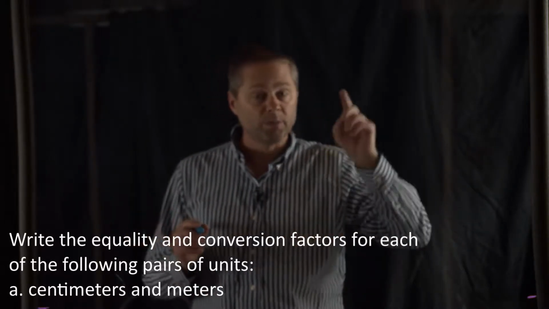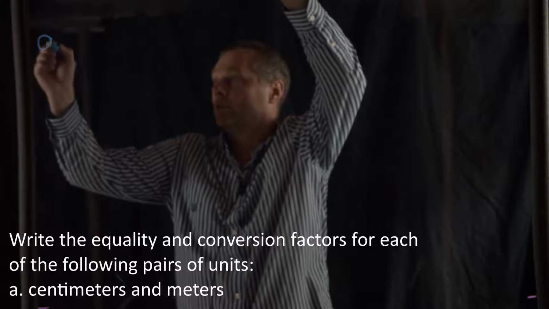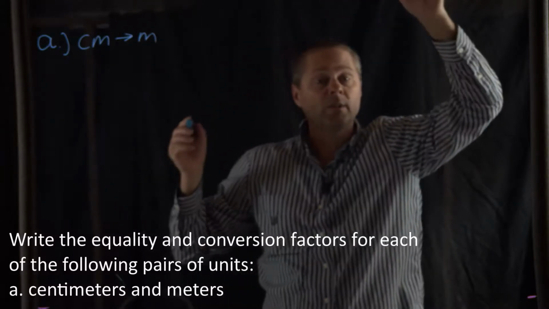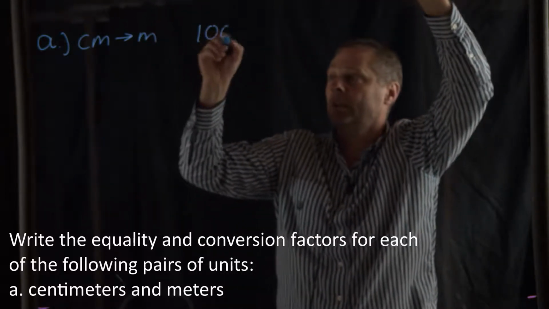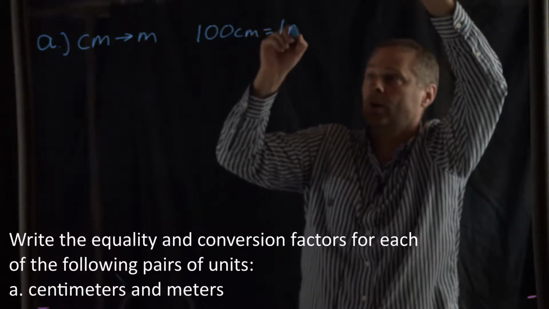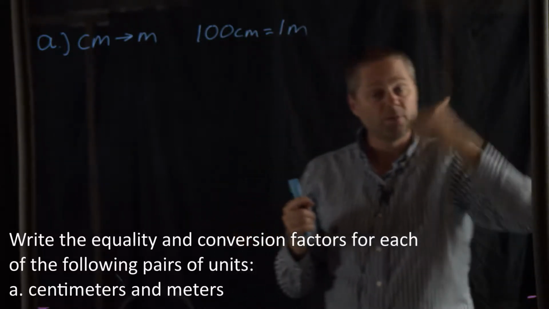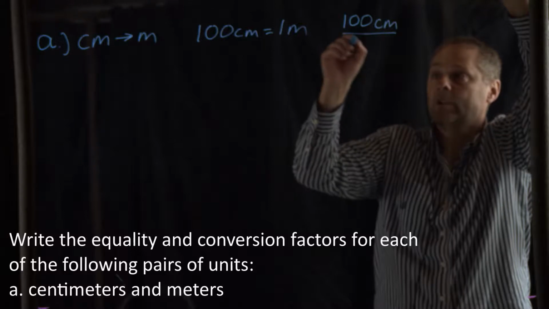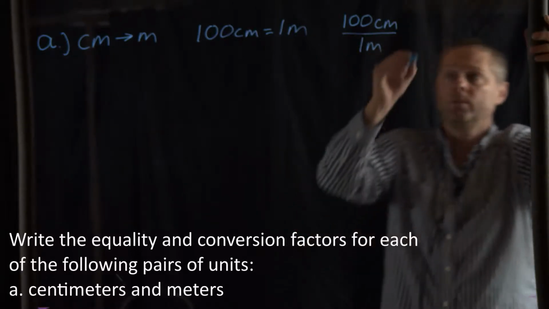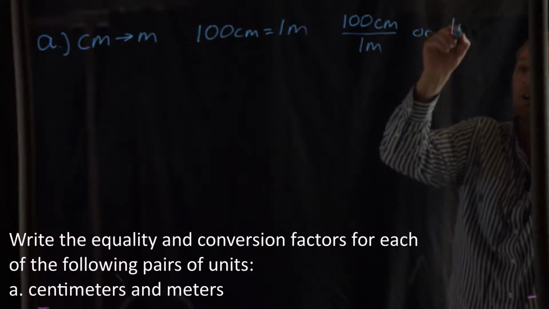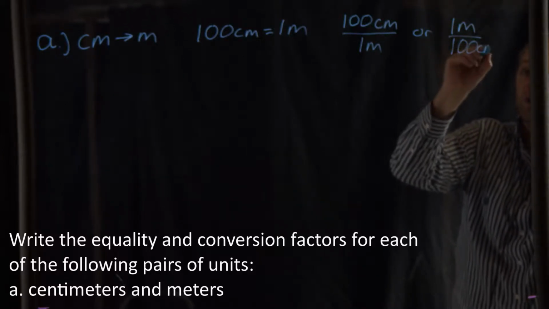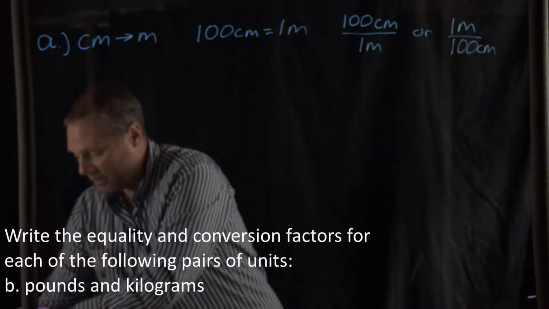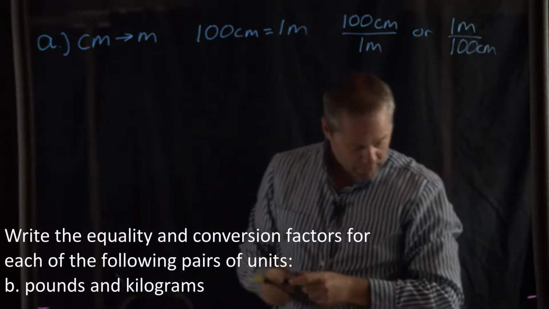For A, we want to convert from centimeters to meters. And so for A, we're going from centimeters to meters. And the unit conversion for that is 100 centimeters is equal to 1 meter. That's the equality. The conversion factor is written 100 centimeters is equal to 1 meter, or we can write it simply as 1 meter is equal to 100 centimeters.